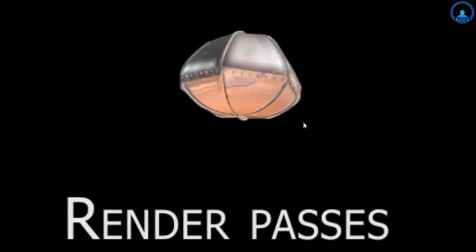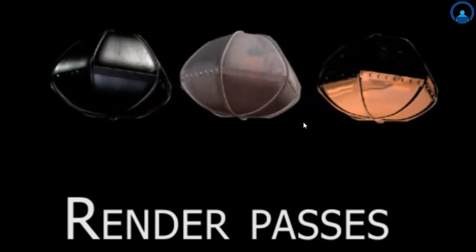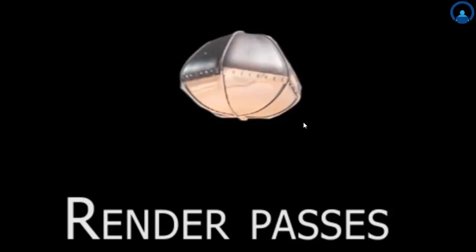Render passes. Render passes refers to separating objects into separate images, commonly diffuse, specular, reflection, or ambient occlusion. These passes can be tweaked separately and allow you to change the amount of, for example, reflection without having to re-render the CG element. We'll talk more about it in coming lectures.